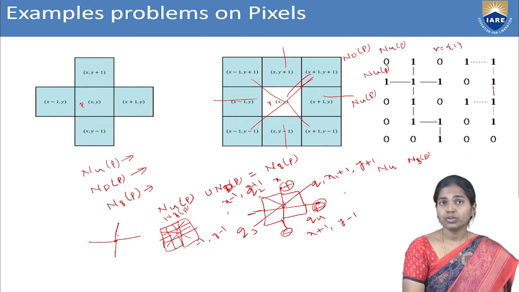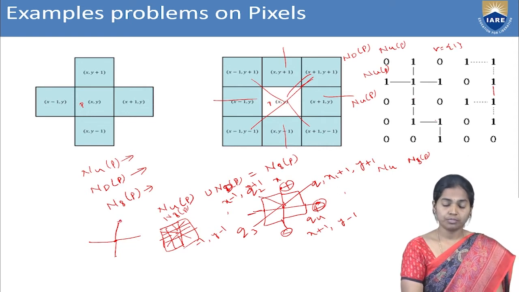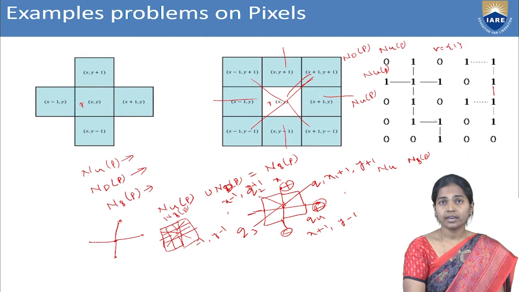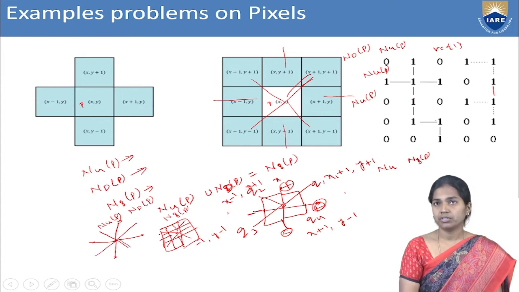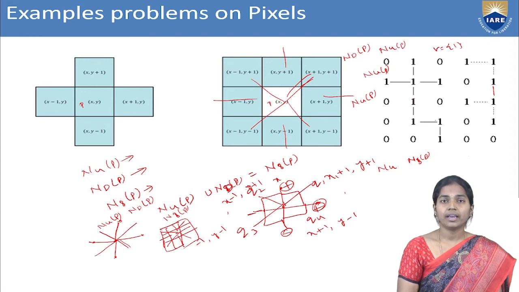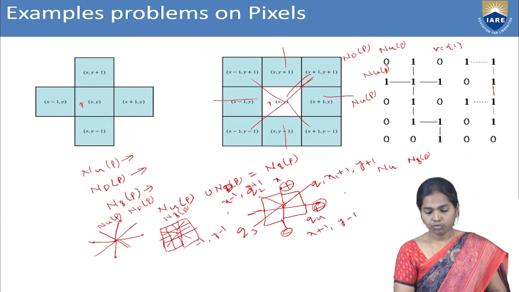But when we go for n4 of p, we need to consider only top, bottom, right side and left side. This is for n4 of p. When we go for nd of p, we can choose the diagonal path only. So this is for the neighboring of pixels: n4 of p, nd of p and n8 of p.